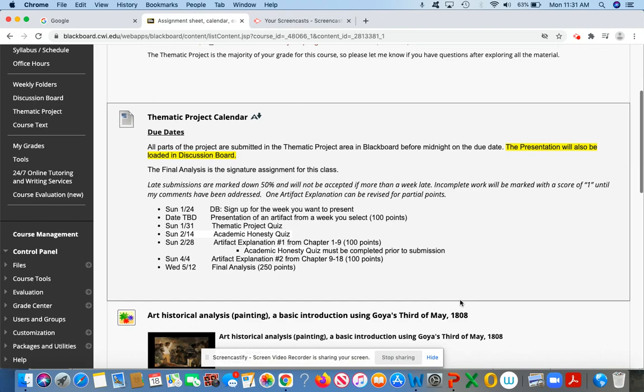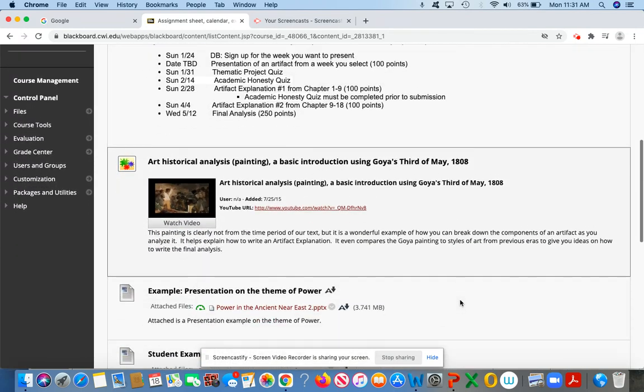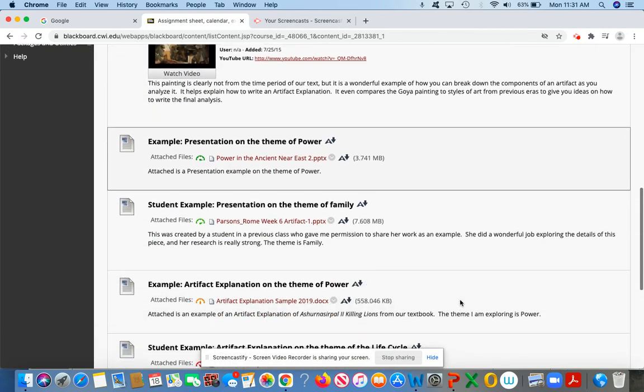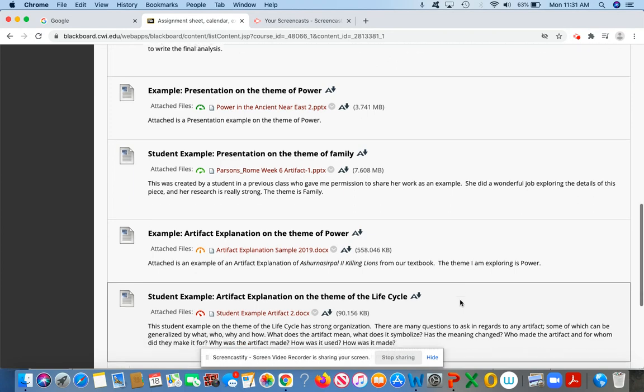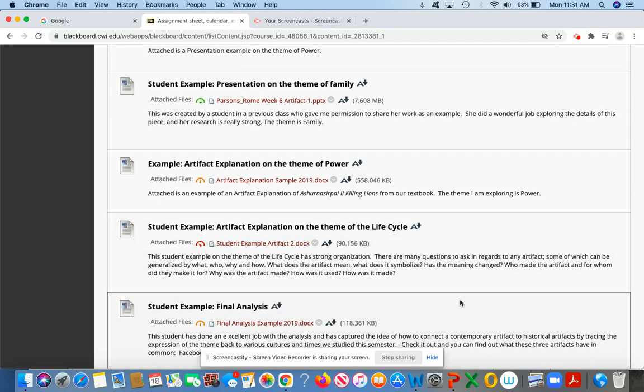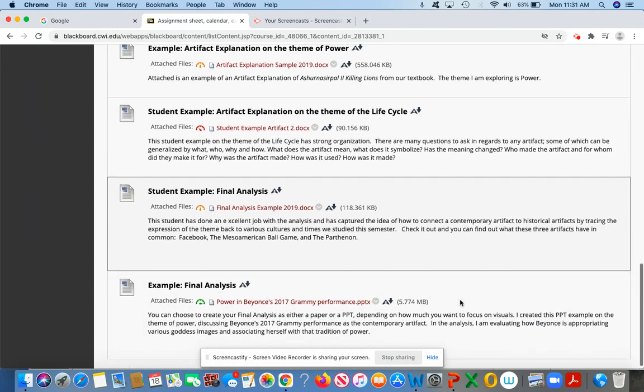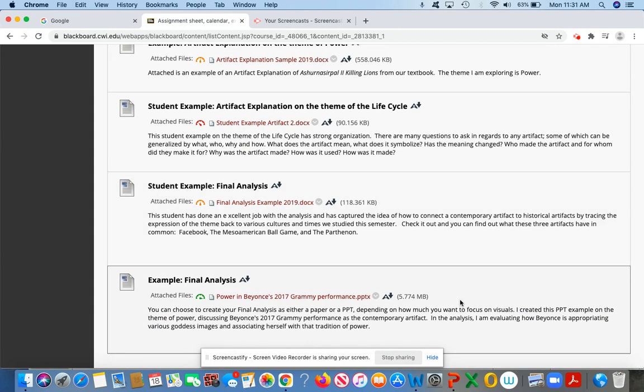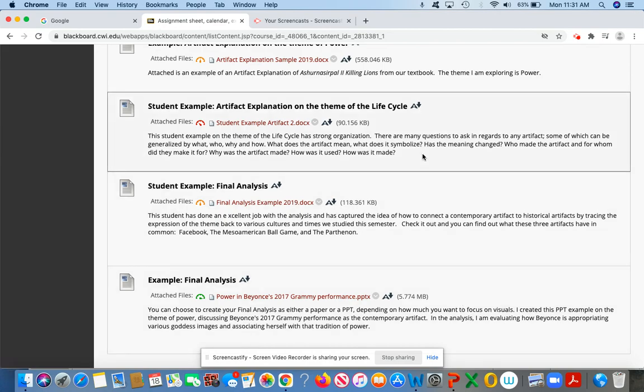So take your time, go through the materials. I have put a lot of information in here. Some are examples that I've created for you. Some are student examples on a variety of themes. We have family, we have power, we have the life cycle, we have one on the individual and culture. So please look through it, take your time, it will soak in.